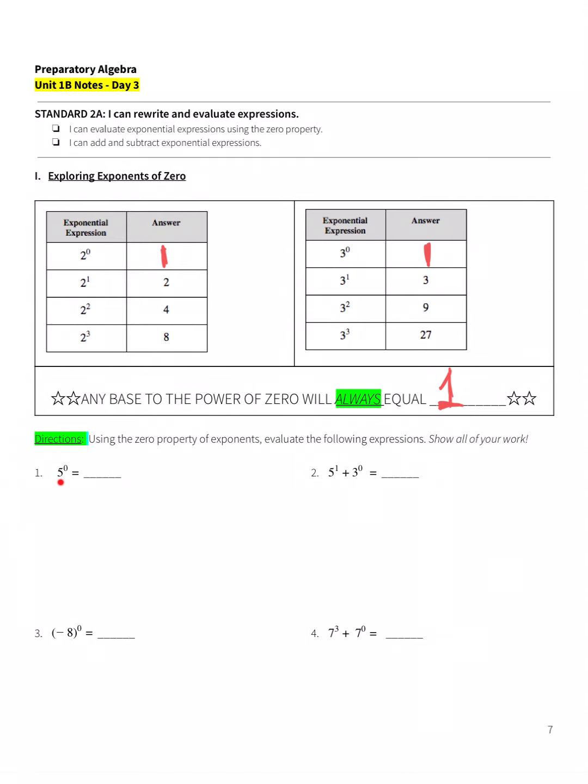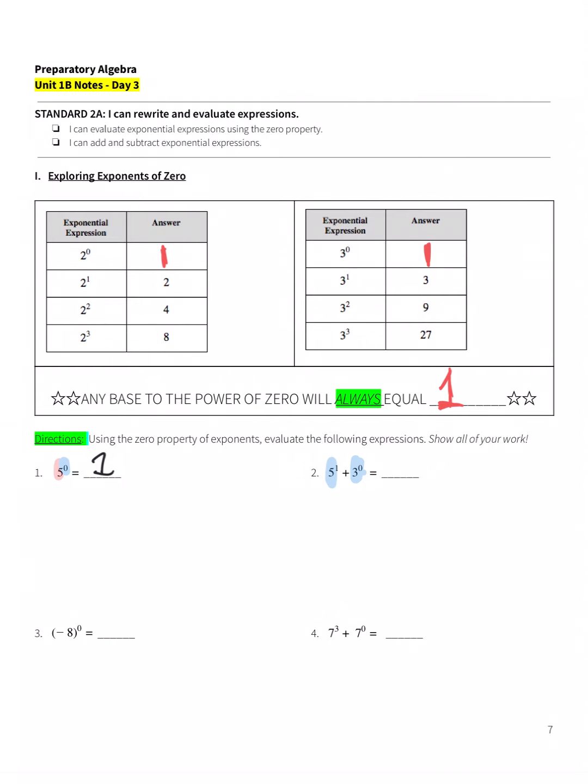Okay, so let's go here. First, we have 5 to the 0 power. It's a number to the 0 power, so my base is 5. My power is 0. Guess what the answer is? 1. Now we go here and it looks a little bit different. When you see a problem like this, you need to first find this answer, and then find this answer, and then add them together.